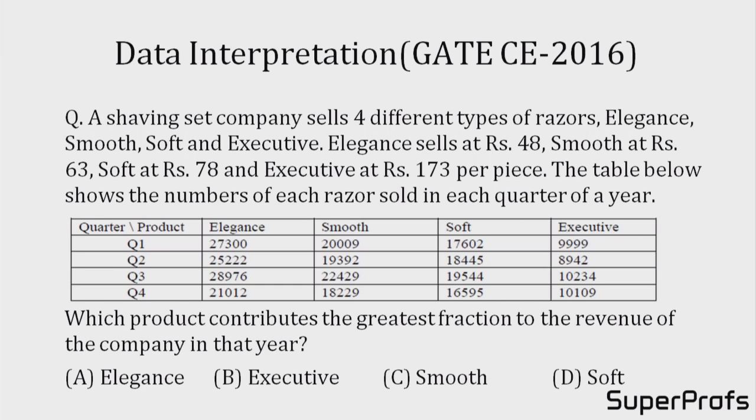This question appeared in GATE 2016 for civil stream. Sale of 4 products in different quarters is given and you are asked about the product with highest revenue. Although it involves long calculations, if you are quick in addition and multiplication, it's worth attempting it for gaining 2 marks.